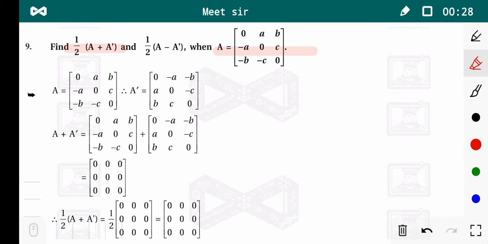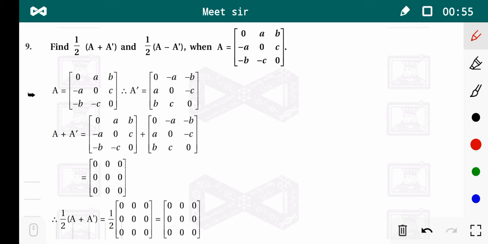To find all these things, we have only one matrix, capital A. Then we have to find its transpose, that is A dash. Now we find A dash. How do we find A dash? To find A dash, that means the transpose of A, we have to interchange the rows and the columns of matrix A. Now by interchanging these, we get the transpose of matrix A, that is A dash.